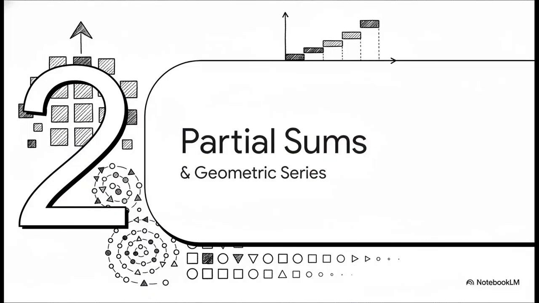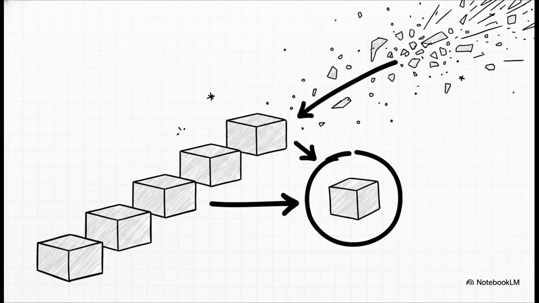Moving right along to Section 2, Partial Sums and Geometric Series. Let's look at how this builds our mathematical baseline. We need to formalize how we actually calculate these infinite accumulations. Because, let's face it, we're humans, and we can't literally sit at a desk and add numbers until the end of time. So we use what's called partial sums.